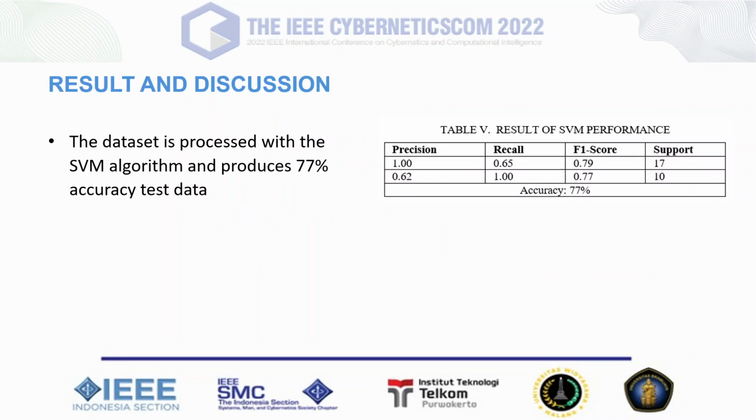Result and discussion. The dataset is processed with the SVM algorithm and produces 77% accuracy on test data. You can see in table 5 the result of SVM performance before using the optimization model. We have an accuracy of 77%.